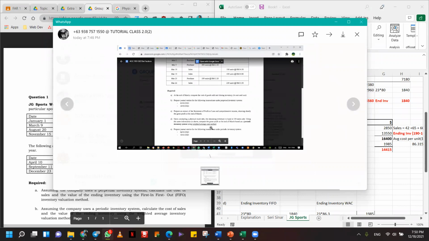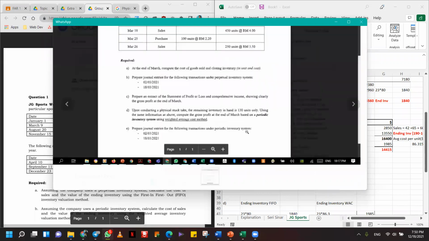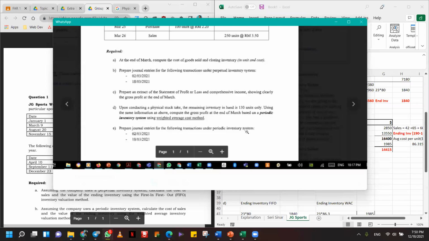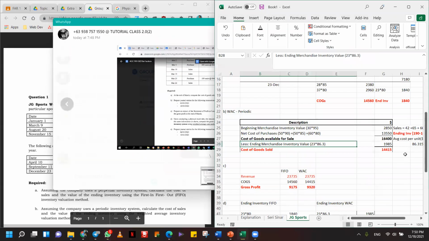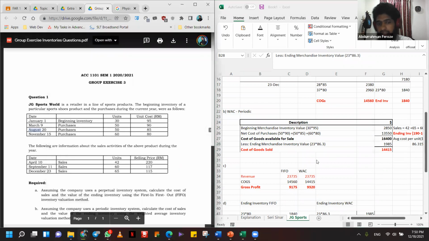So one last question. Is the periodic inventory system only applicable to the weighted average method? I'm sorry, can you repeat your question? Is the periodic inventory system only applicable to the weighted average cost method? No, periodic has all three. It has FIFO, it has LIFO, and it has WAC, right?